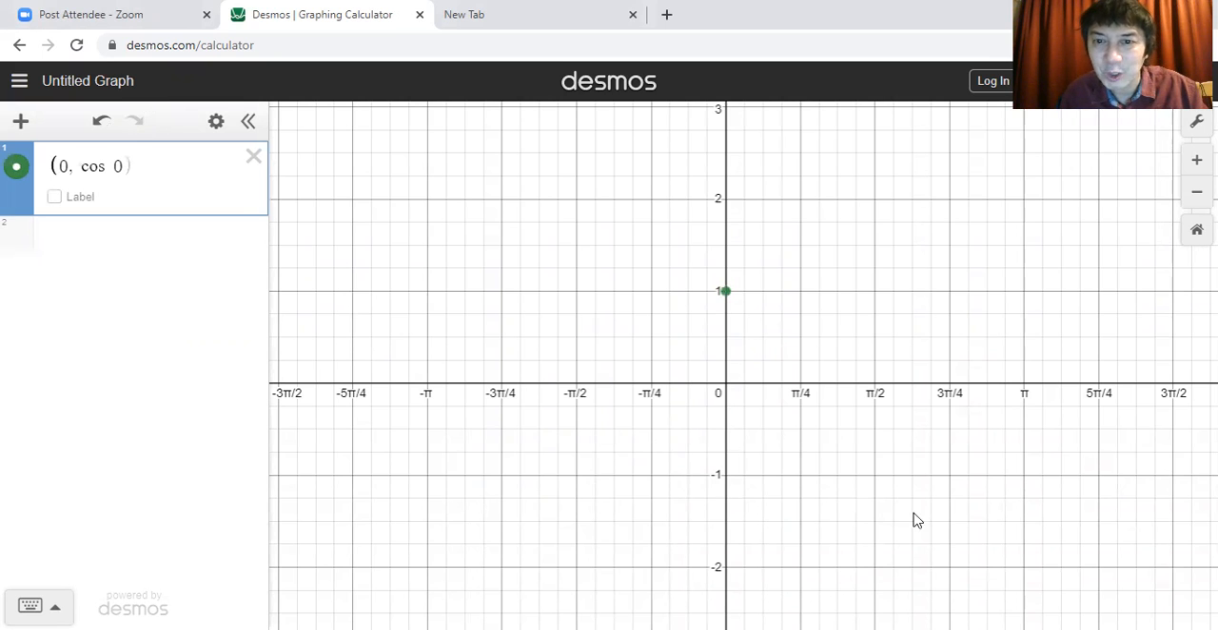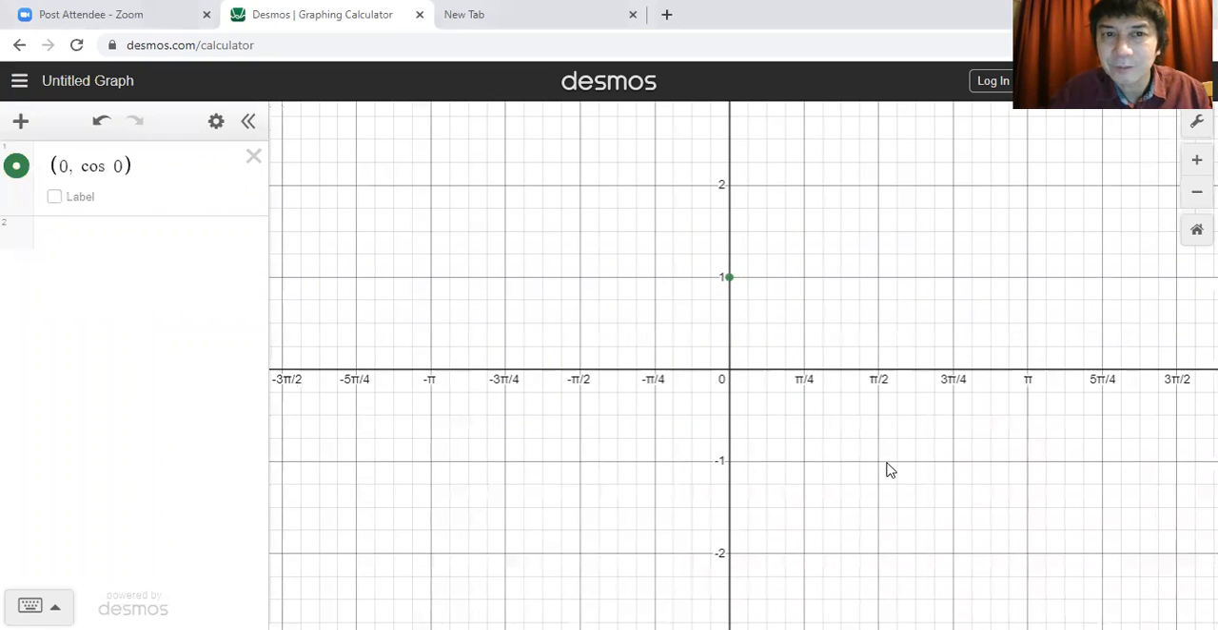Okay, you can see it starts with 1. The sine function started here. Remember, the sine function started here, and then it went like this. All right, that's how the sine function was graphed.